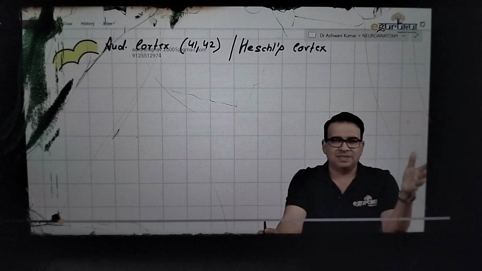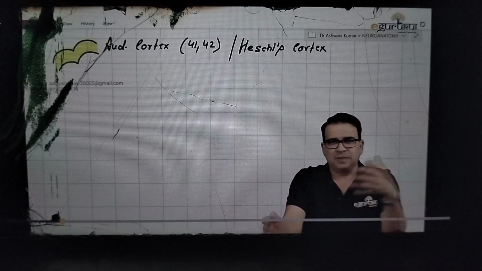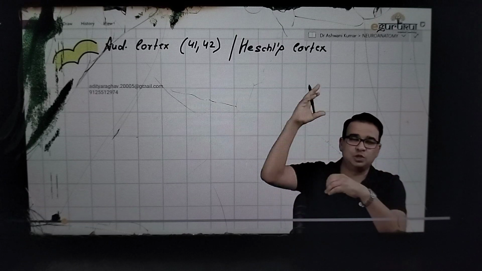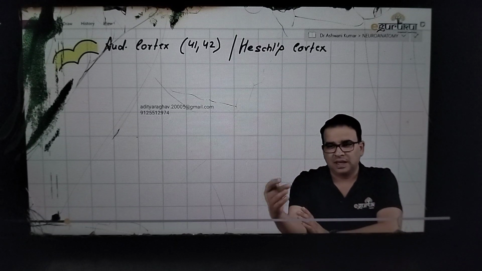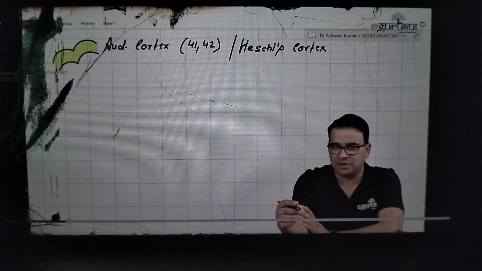Now, for whatever pathways we discussed till now, the thalamus was the relay center. Whether it is pain, temperature, touch, pressure, everything was coming into the thalamus and then radiating into the cortex. For the auditory and visual pathways, it's not the thalamus, it's the metathalamus, which is the relay center. And when you say metathalamus, we're talking about the medial geniculate body and the lateral geniculate body.